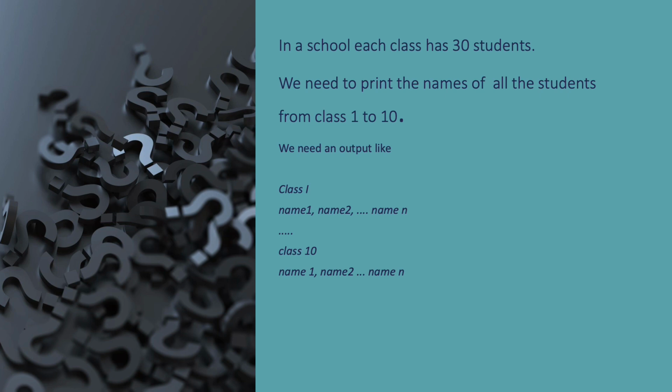An example of the multiple loop. Let me show you how we use multiple loops. Again, a very simple problem. In a school, each class has 30 students, and we need to print the names of all the students from class 1 to 10, and the output should look like this: class 1 and the names of the students below, up to class 10 and the names of the students below.